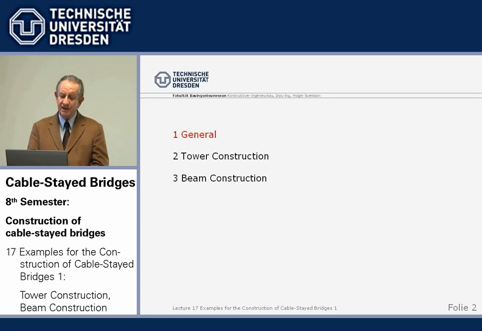Today we will deal with tower construction, briefly, that's not too much involved, and then of course with the construction of the beam, which shows a wide variety of methods for the three materials we deal with: concrete, steel, and composite. The cable installation in itself has a lot of varieties in it. Those construction methods for stay cables will be dealt with in a separate lecture later.